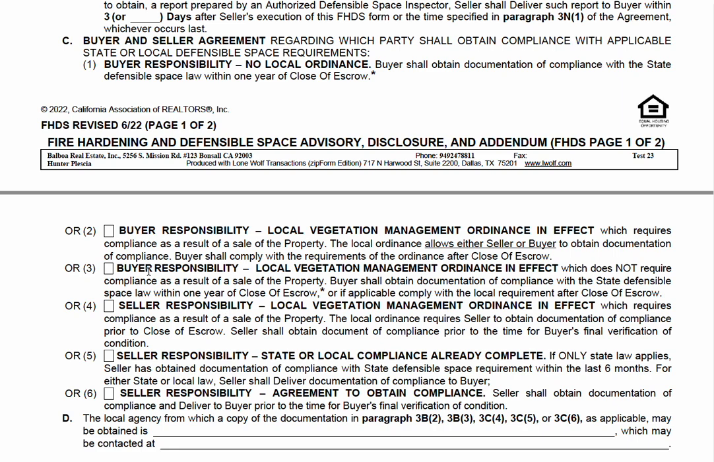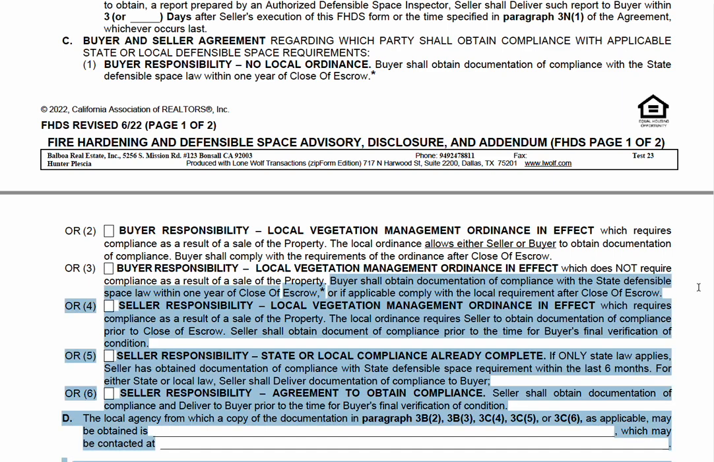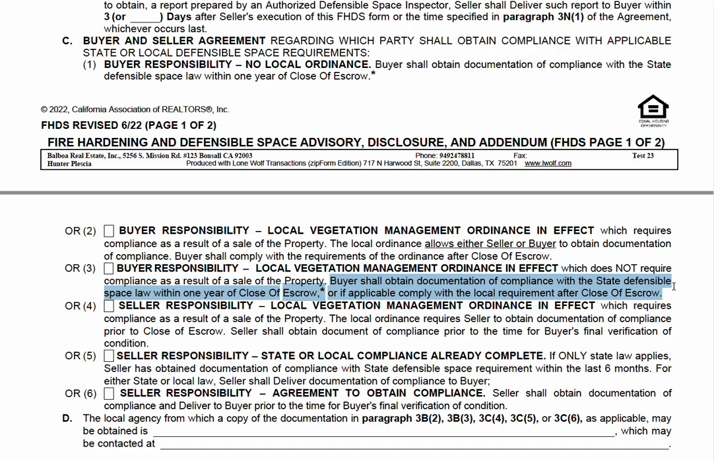If there's not a concern, so up here, there's no local ordinance, right? Ideally, there's no local ordinance. We don't have to worry about this. But if there is, you can still say buyer responsibility because there is an ordinance, but there's no requirement at the point of sale. So it's the buyer's problem to deal with after the fact. That's it. Now, there could be a local ordinance that says it's a seller's problem.